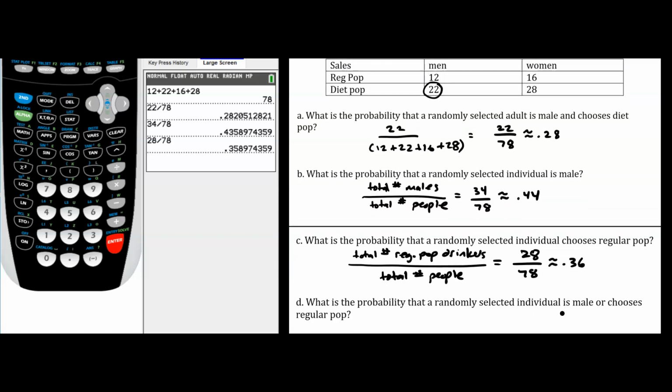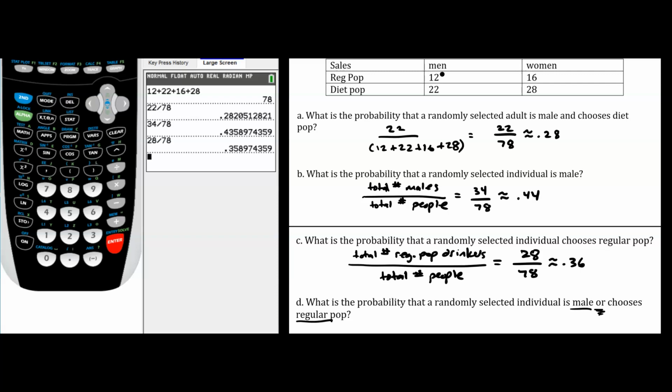Now, the most difficult part of this question is this very last part. It says, what is the probability that a randomly selected individual is male or chooses regular pop? I want you to look at this question by reasoning. Let's look at the table again. I suggest looking at the individual cells and asking, in each cell, is this a cell of males or regular pop drinkers? For instance, this very first cell up here, is this males or regular pop drinkers? Yes.